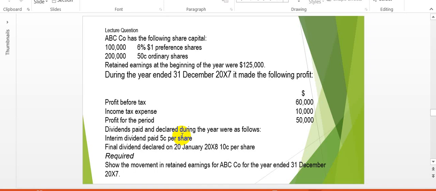Dividends paid and declared during the year were as follows. There was an interim dividend which was paid out in the course of the year of 5 cents per share. Then a final dividend was declared. Again, see the words they are using. The 5 cents was paid. The final dividend of 10 cents was declared in January of the following year. You are required to show the movement in retained earnings of ABC for the year ended 31st December X7.